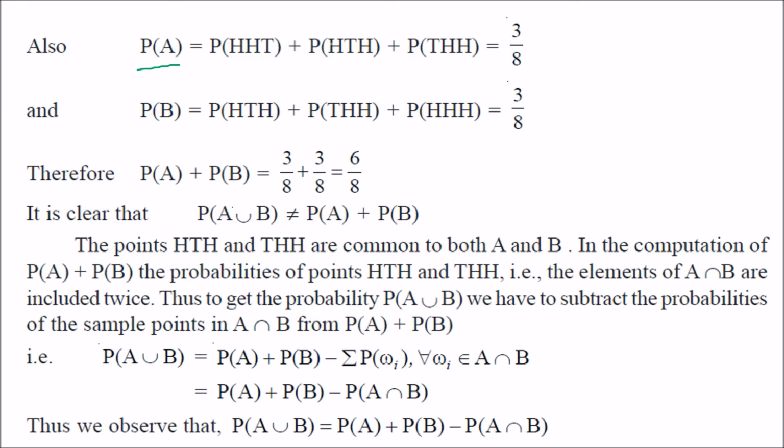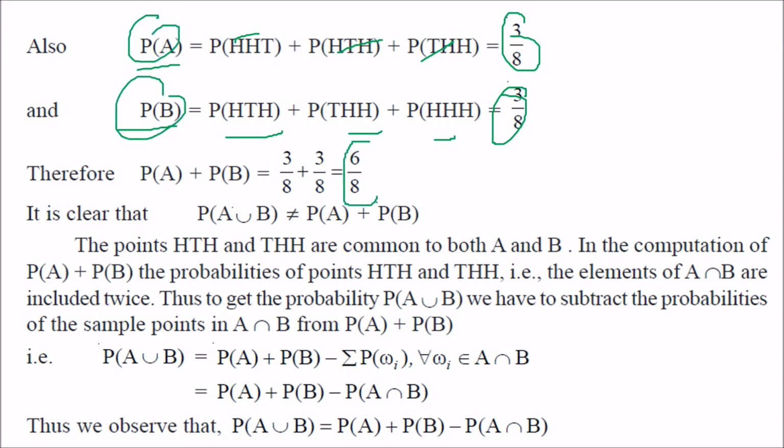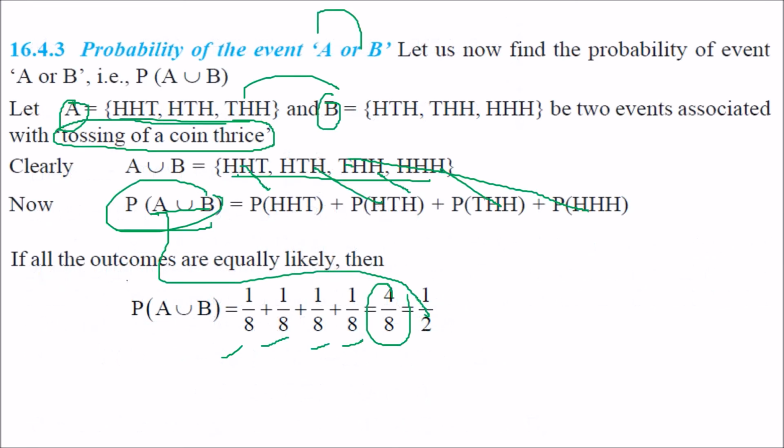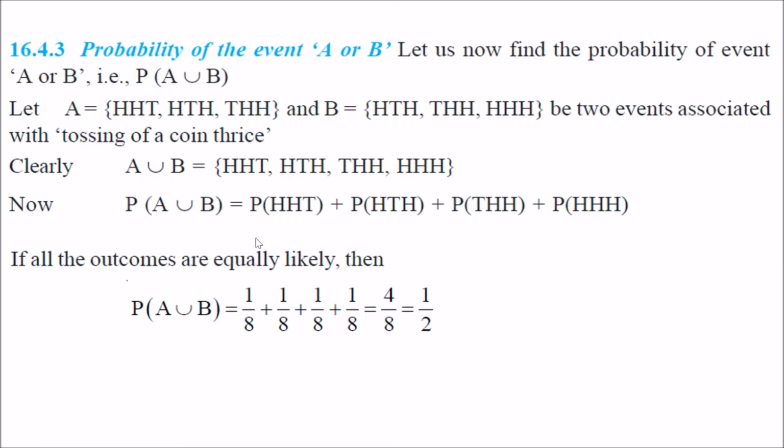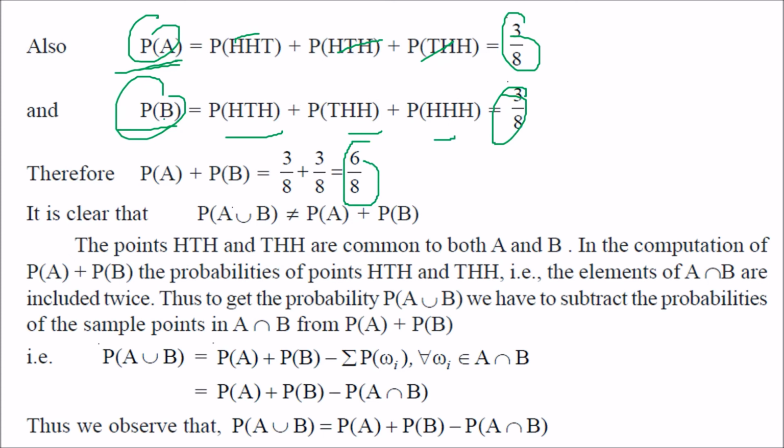When we take P of A, meaning only the A elements, it will give you 1 by 8, 1 by 8, 1 by 8, that is 3 by 8. If you take P of B only, 1 by 8, 1 by 8, 1 by 8, that is 3 by 8. Then you combine these, PA plus PB, and it will give you 6 by 8. So what did we get? P of A union B was half, while if you combine them separately, PA plus PB, it gives you 6 by 8.